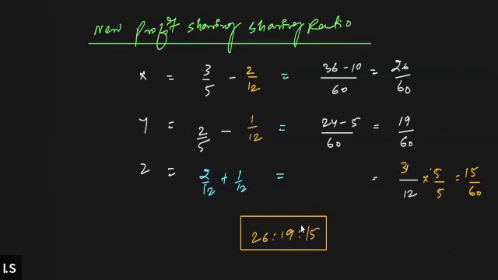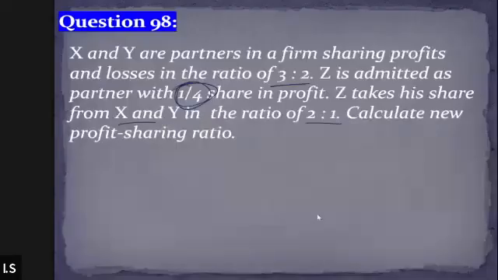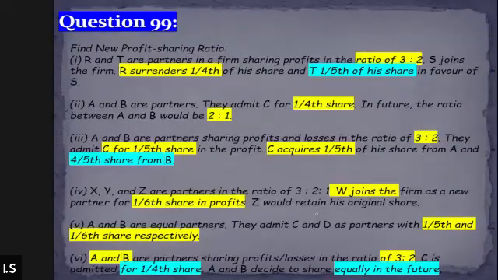Okay. So moving on to the next question, question number 99. This is an interesting question since it contains so many different cases. All the cases are to be dealt with separately. All cases can be considered as a separate question itself. So starting with case number 1, question number 99, it says: find the new profit sharing ratio.